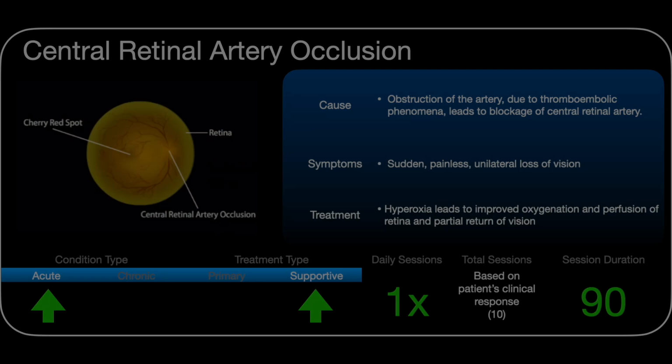The symptoms would include a sudden, painless, unilateral loss of vision. The use of hyperbaric oxygen therapy within the context of central retinal artery occlusion relies on hyperoxia. Because of the increased concentration of oxygen in the blood, a partial return of vision could be expected. The patient is exposed to 1 session per day, and the total number of treatments is dependent on the patient's clinical response, usually between 5 to 10 sessions.